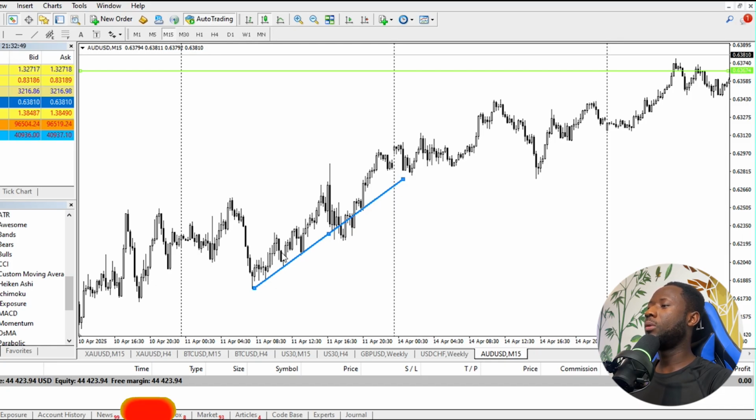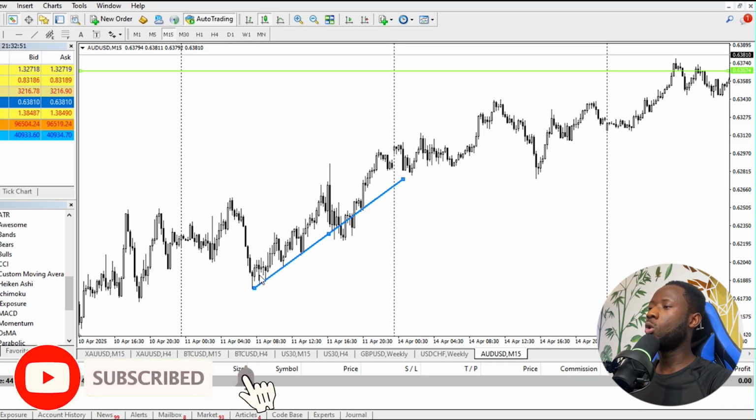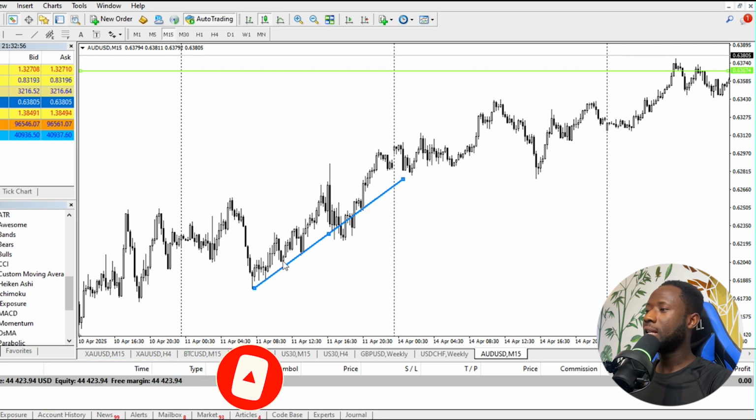So it moved up. Let's consider this whole area as the first point. Then it came down again, 2nd point, then it moved up and came down again, 3rd point, and guess what? From here, this is where you make your entry. At this point you press buy and it moves all the way up from here. And the rest is history.